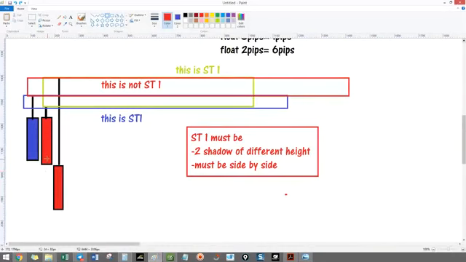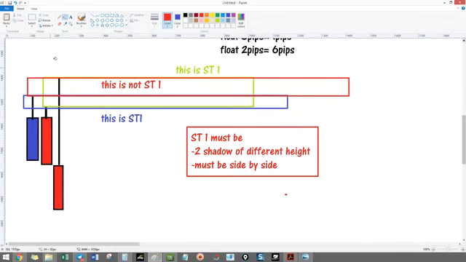This one is the same color, it's okay, but if this thing is the same color, it cannot be. It's against the rule of bull and bear candle. Usually it will have blue, red, and if it's on a bearish market, we have two of the same color. It's okay as long as it has two different heights.